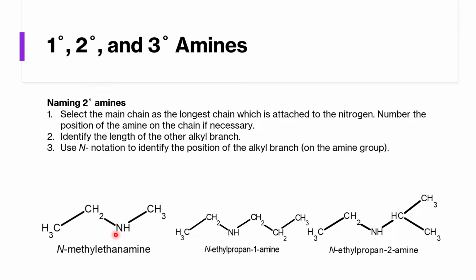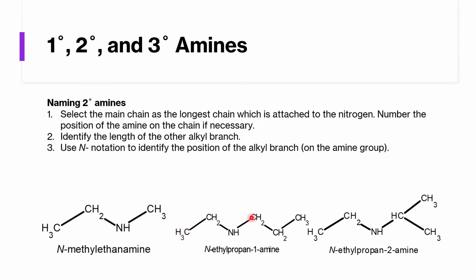So in this example, the main chain is our F, so ethane amine, because we still identify that we're working with an amine group, so it's an ethane amine. Then we label the alkyl chain that is here and label that as N-methyl at the beginning of our chemical name. In our second example, we have two chains, 1 and 2.